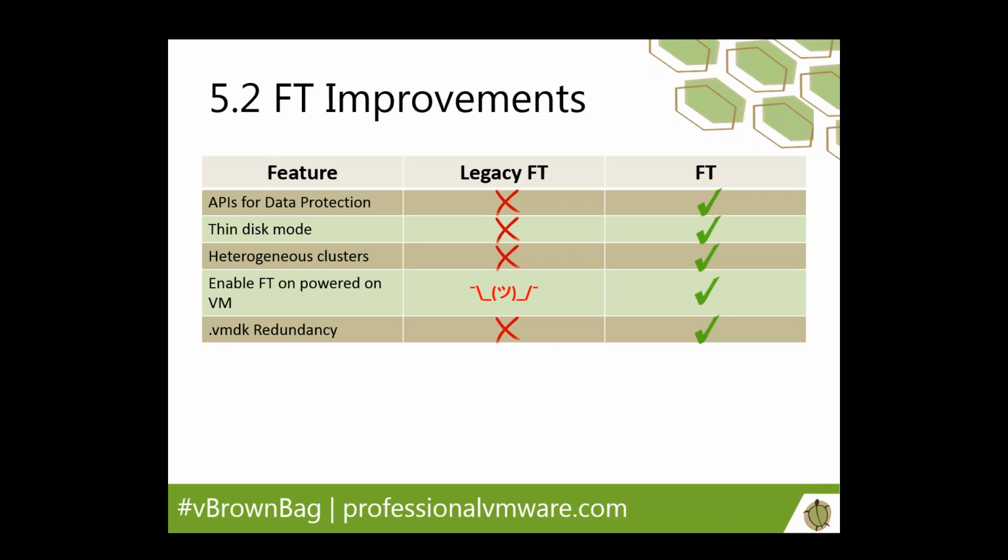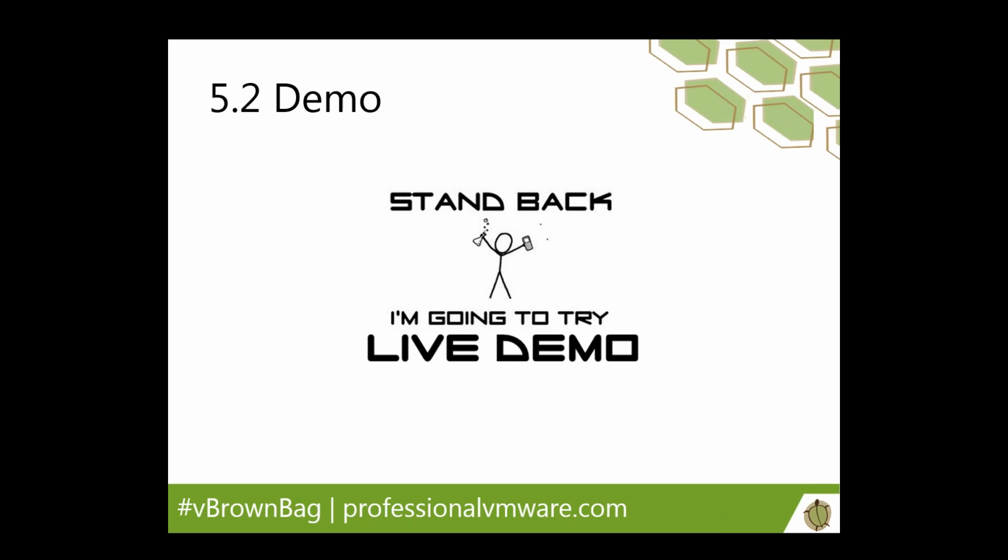We can actually specify different data stores now, so that if we do have some sort of host and storage outage, there is a copy of that VMDK for the secondary virtual machine on a different data store. So there are some improvements, even though I had a long list of things that we can't necessarily do with FT, but there are some improvements there as well, in addition, obviously, to additional vCPU support.